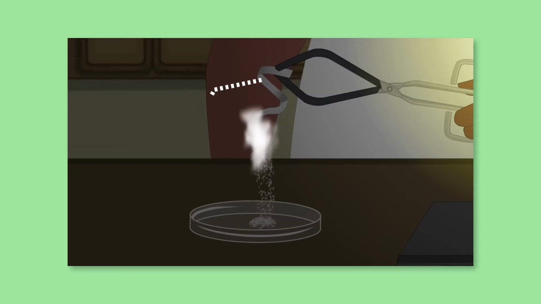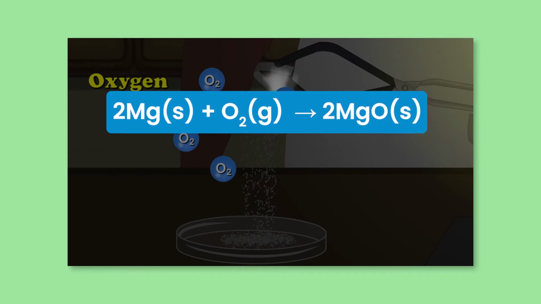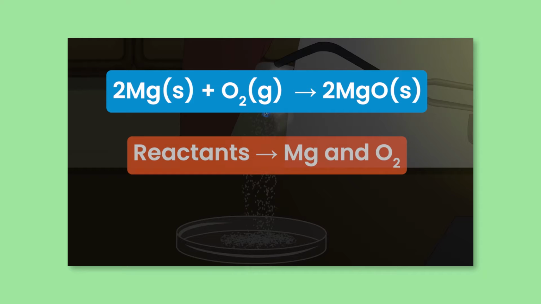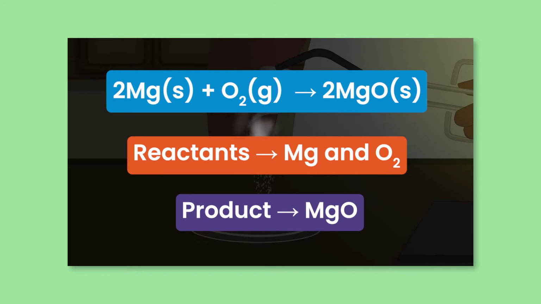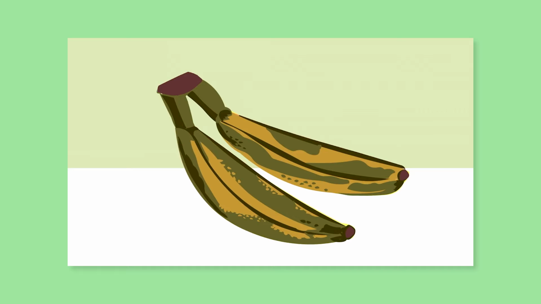Let's again understand this concept with an example. The burning of magnesium in air to form magnesium oxide. So, what are the reactants in this? Obviously, magnesium and oxygen. Also, what's going to be the product? Magnesium oxide. But can anyone tell if a reaction is taking place or not?